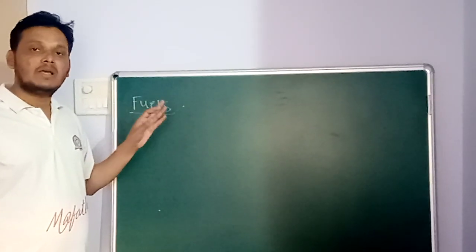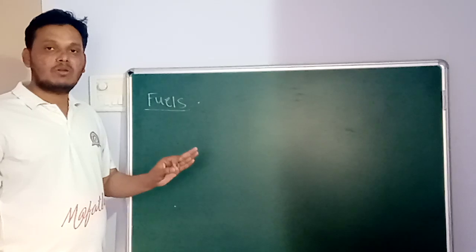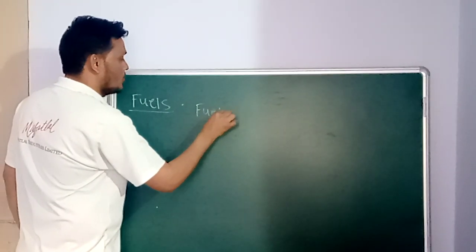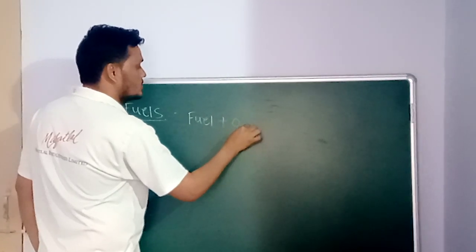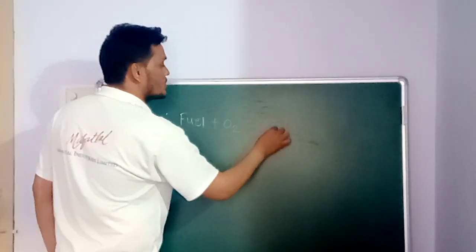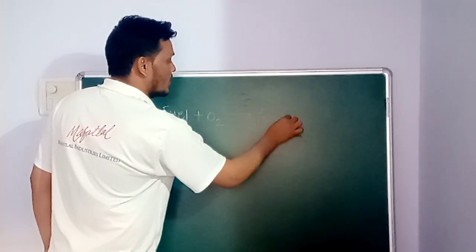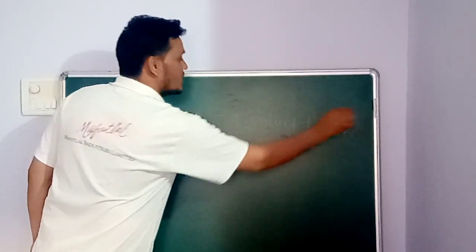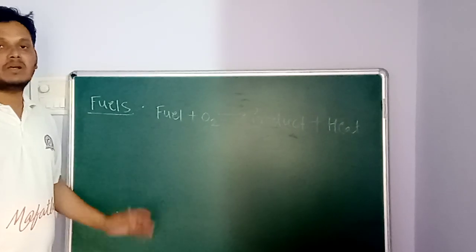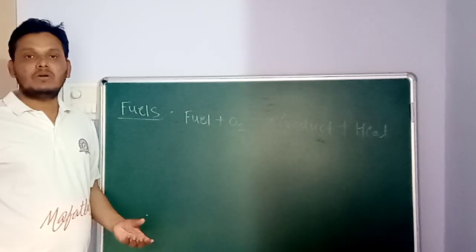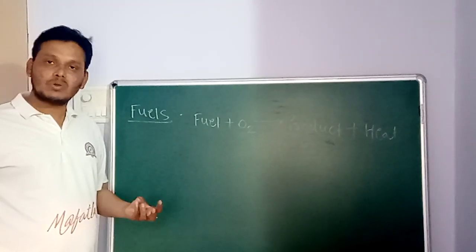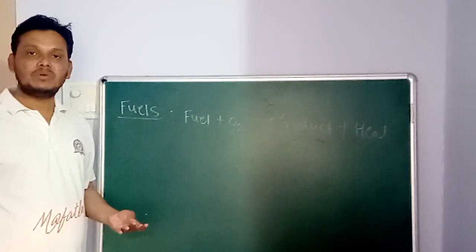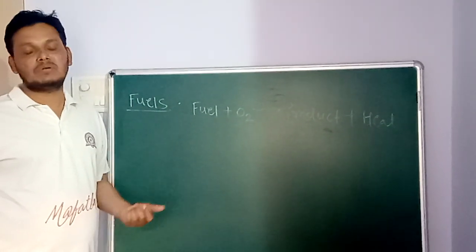Fuel, right? The general chemical reaction of fuel is fuel plus oxygen produces product plus heat. So this is the general reaction of chemical fuel. Examples of fuel are coal. You know the classification of coal: peat, lignite, bituminous, anthracite. These are the examples of what?